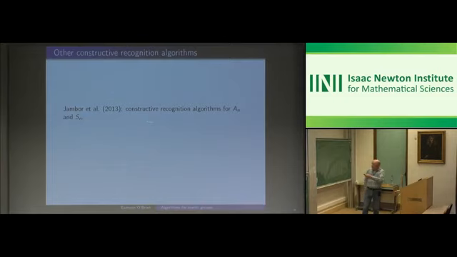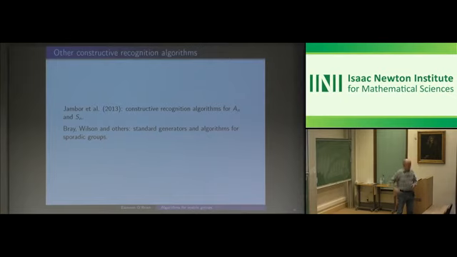The other part, just to mention them, there's a beautiful work of Jambor, Niemeyer and Pleskin, and I think one other person, dealing with AN and SN on constructive recognition algorithms. And of course, the whole notion of standard generators, the whole notion of black box algorithms for finding them, dates back to the work of Rob Wilson from the 90s and others in Cambridge in the 80s and 90s. But Rob even coined the term standard generators in the 96 paper.